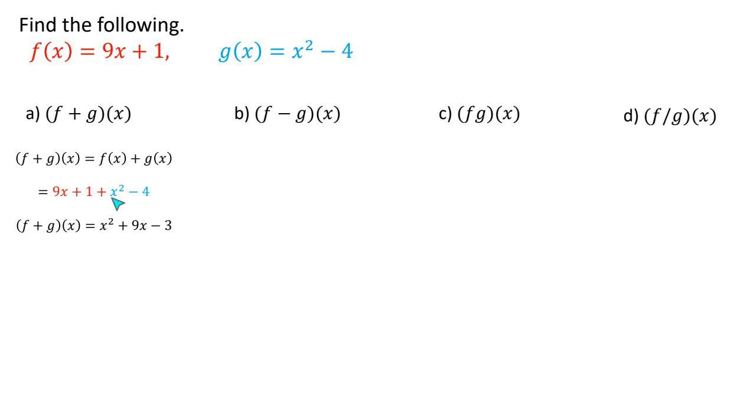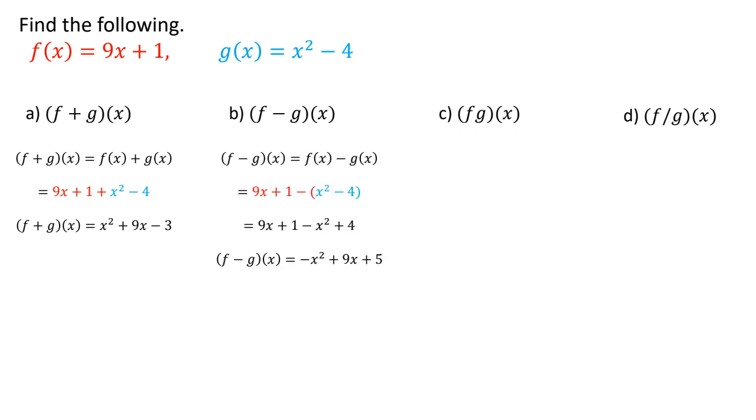And then we gather our like terms. So we have an x squared, we have a 9x, and then we have a 1 and a -4, which gives me -3. To subtract, again, it's easier if we write it the way it's defined. So we're going to have f of x minus g of x. So f of x is 9x plus 1, and g of x is x squared minus 4.